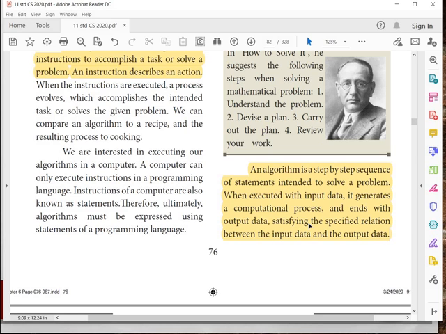Is it clear, children? Algorithm is nothing but a step-by-step process to solve a problem. As a computer science student, your problem is going to be a question, and you are going to find the answer for that. A computer can only execute instructions in a programming language. The instructions of a computer are also known as statements. Therefore, ultimately, algorithms must be expressed using statements of a programming language. Simply, they want to say to write the algorithm in the terms of the programming language that you will learn little by little.